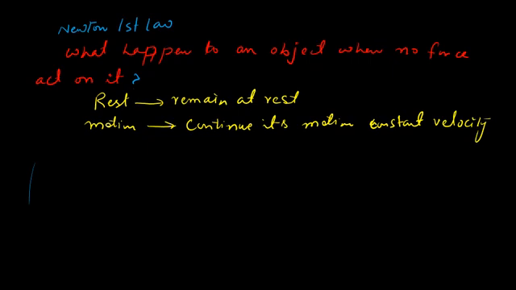So the answer to the question of what happens to an object when no force is acting on it was given by Newton's first law. He answered that if the body is at rest, it will remain at rest, and if it is moving, then it will continue its state of motion with constant velocity. Now we come to Newton's second law.